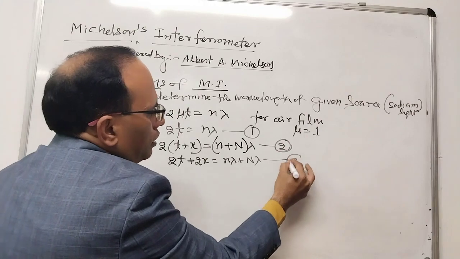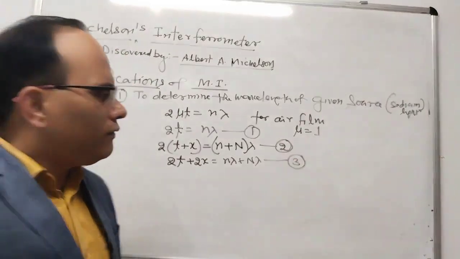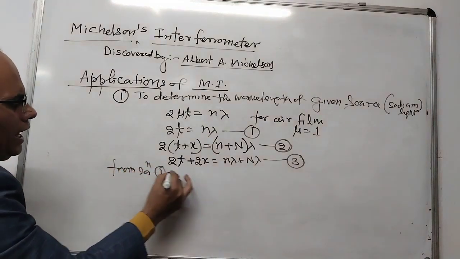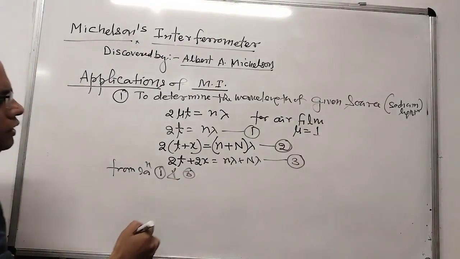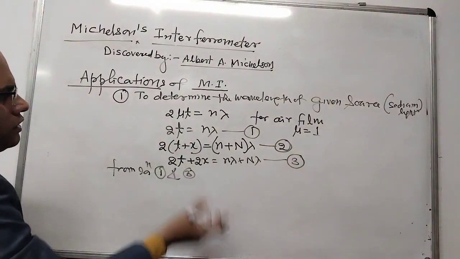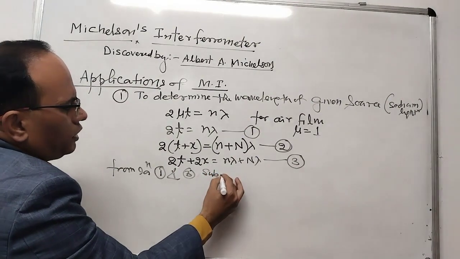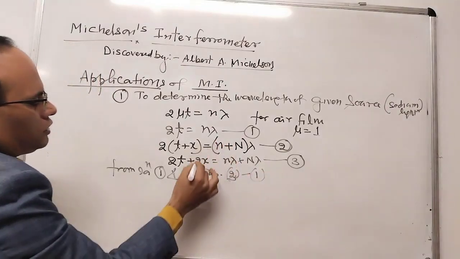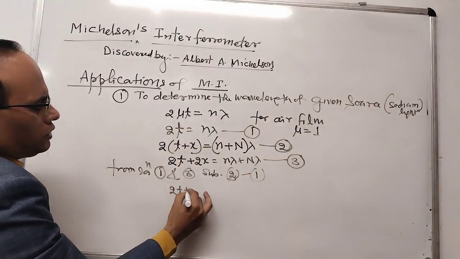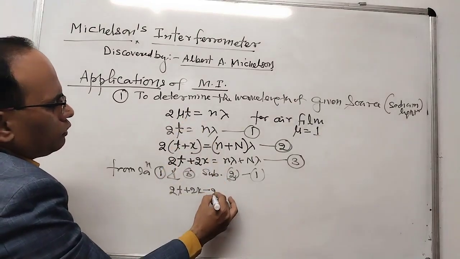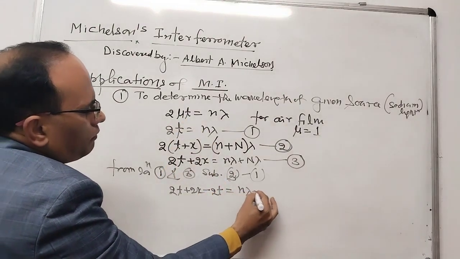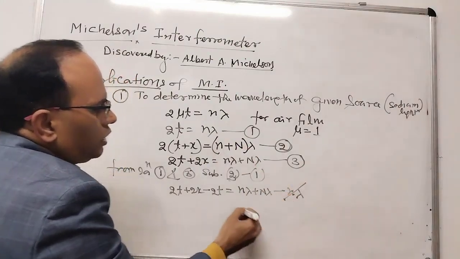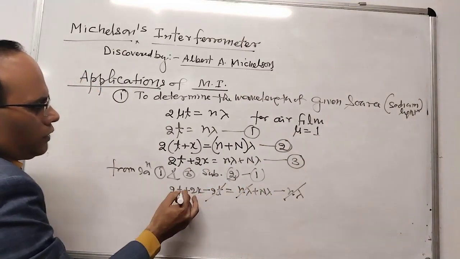This is equation 3. Now from equation 1 and equation 3, we can subtract: equation 3 minus equation 1. We get 2t plus 2x minus 2t, and on this side n lambda plus small n lambda minus n lambda. See here, this will cancel out from both sides, 2t cancels out from both sides.